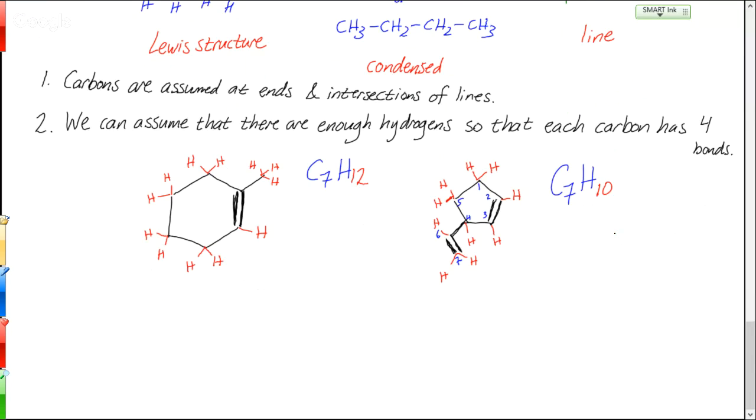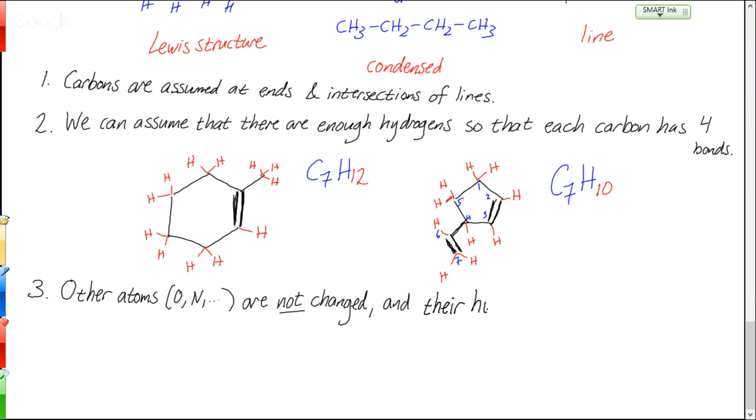All right, the third and last rule of line structures, now that we know about the carbons and the hydrogens, is what about all the other stuff that could be there? And this one's pretty easy. Other atoms, like oxygen, nitrogen, whatever, are not changed, and their connected hydrogens are shown.